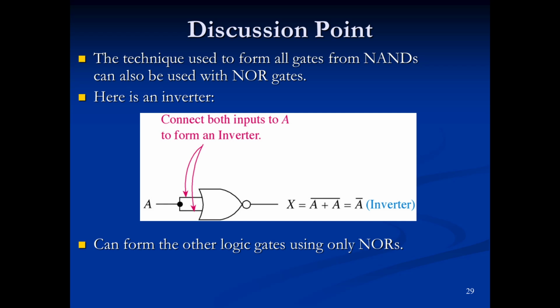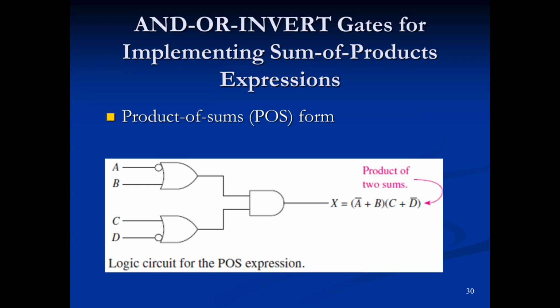And this same technique can also be used with NOR gates. Just as an example, you can form all of the other logic gates using only NORs, just like you could with NANDs. We won't get into all of it, but here's a simple inverter where, remember, anything ORed with itself is just itself. So similar to the NAND gates, you basically simplify this to an inverter. But the other logic gates can also be created with NORs. We won't get into that too much.